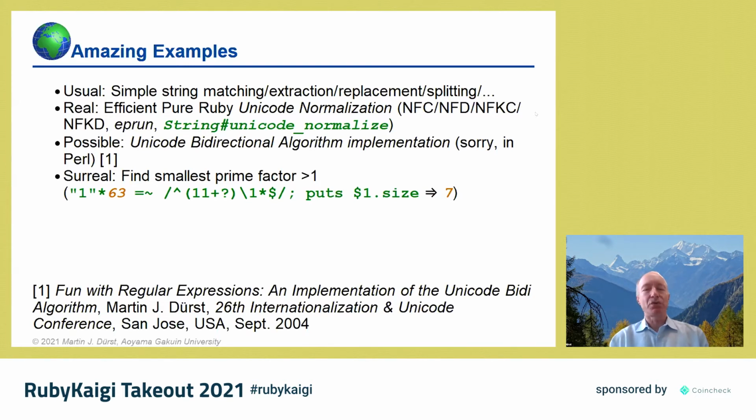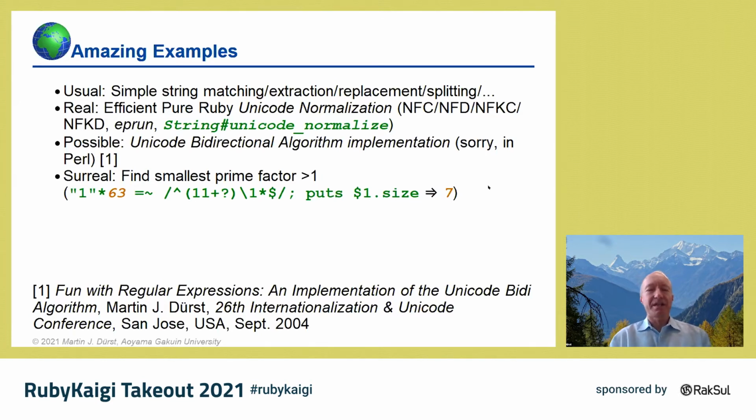Every one of you can use that immediately in IRB or in Ruby. This is the efficient pure Ruby Unicode normalization. It uses some regular expressions, and it works quite well, although it's a very strange way of using regular expressions. Then the next example, which I did years ago, and I have to apologize, was in Perl: an implementation of the Unicode bidirectional algorithm in a few lines of Perl, and you could do the same in Ruby.